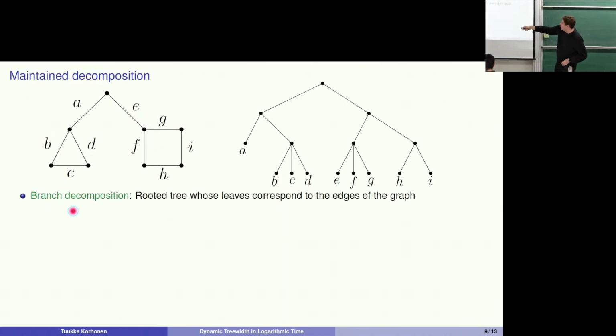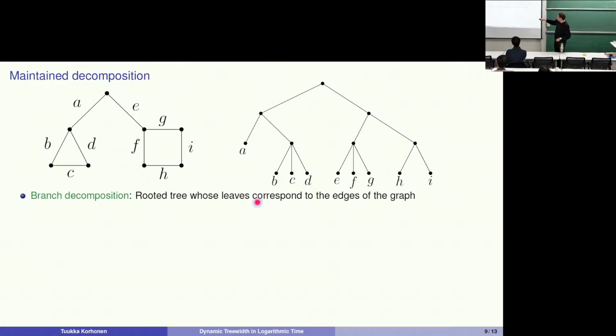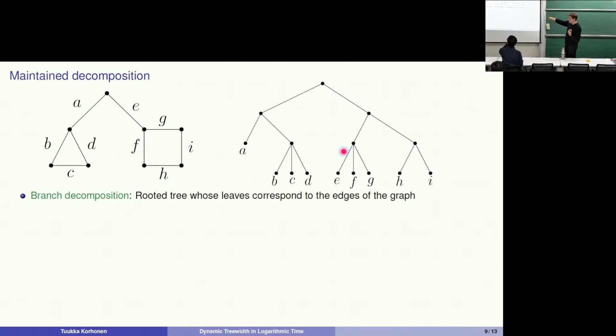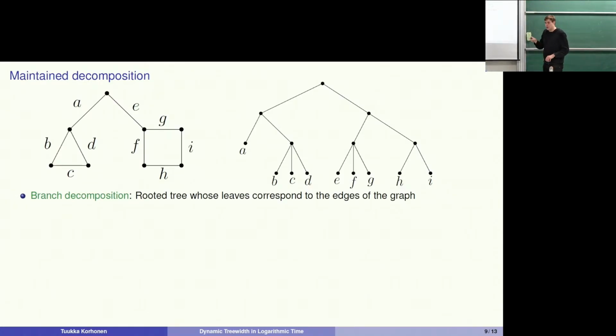So what's the branch decomposition of a graph? Here we have a graph, and here we have a branch decomposition. It's a rooted tree whose leaves correspond to the edges of the graph. So the leaves of this tree are labeled by the edges of this graph. The normal definition says that this is a binary tree, but in this paper I allow the degree to be a bit larger than binary. Do you allow arbitrary large degree? There will be a bound of 2 to the O(k) on the degree.